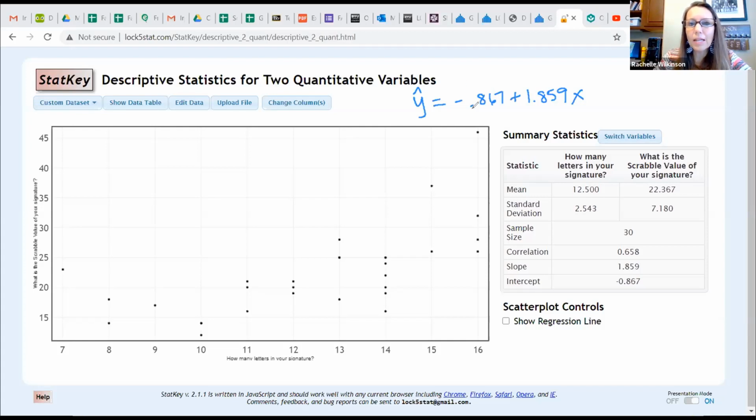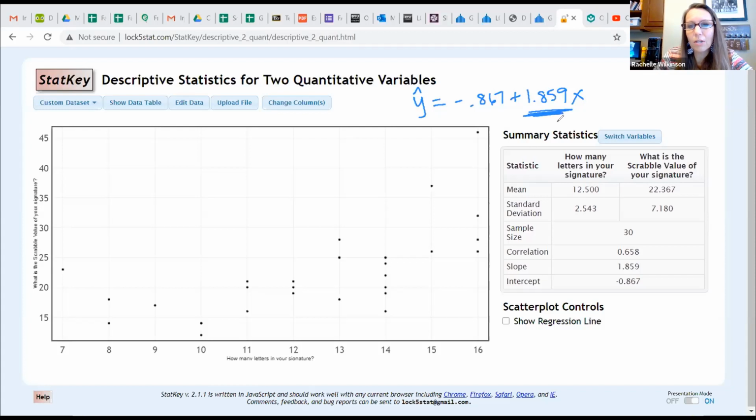So my intercept, negative 0.867, we're saying, well, if I had 0 letters in my name, then I would expect to get negative 0.867 points in Scrabble for that. Again, we're not really that interested in names that are 0 letters long, so interpreting the intercept is kind of bleh in this case, doesn't have a lot of meaning in the context of this problem. But the slope always has great meaning.